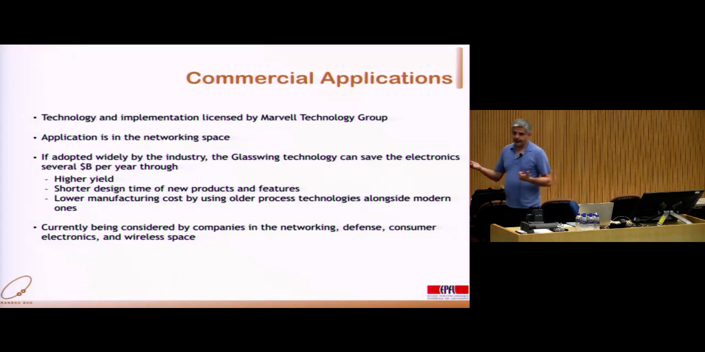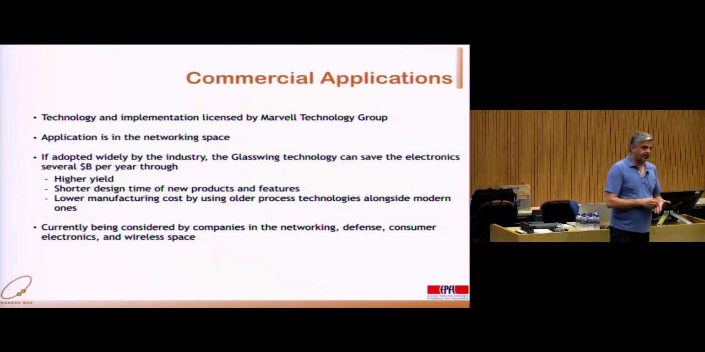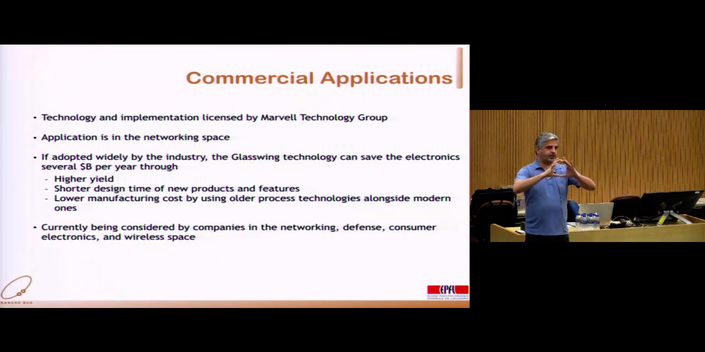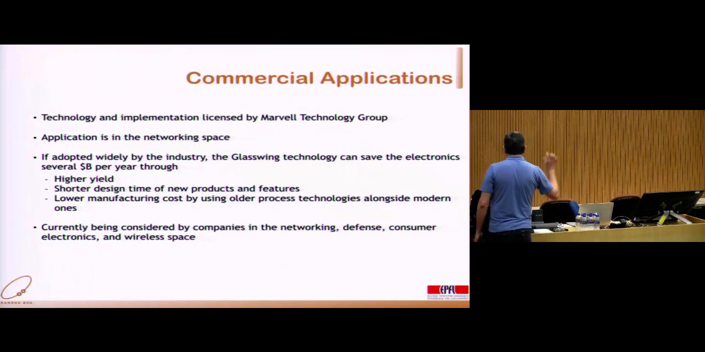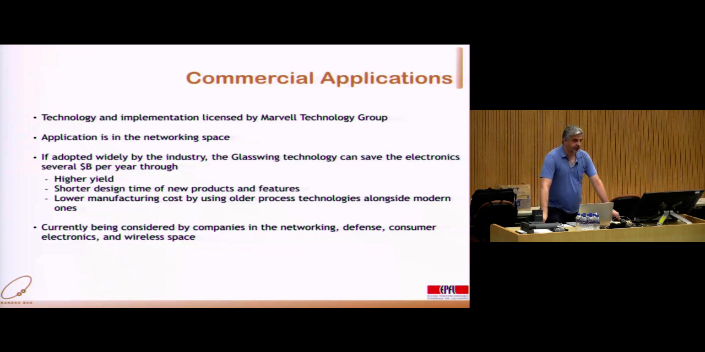So, we have done a lot of analysis of how much this technology would save the electronics industry, and it's several billions of dollars a year. And it comes through higher yield, meaning, if you have a big chip, then once it comes out of the fab, it has a higher probability of being broken than a smaller chip. Because now you're designing smaller chips, and you can keep them from one generation to the next, the design time is lower, so lower design cost. These chips may not all be in the same very expensive process node.